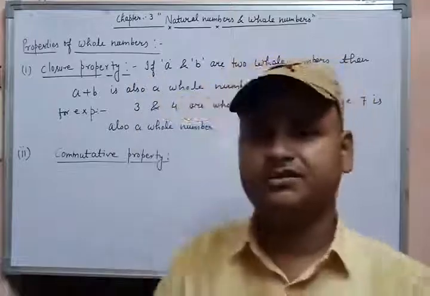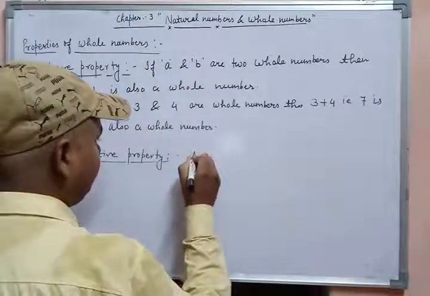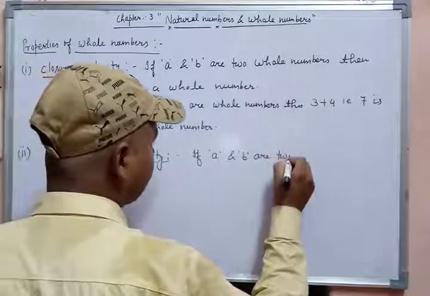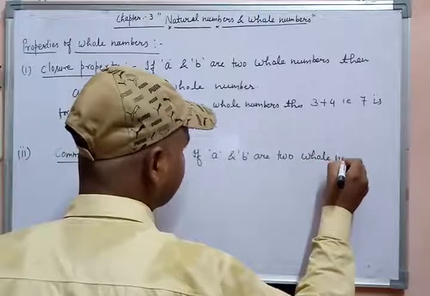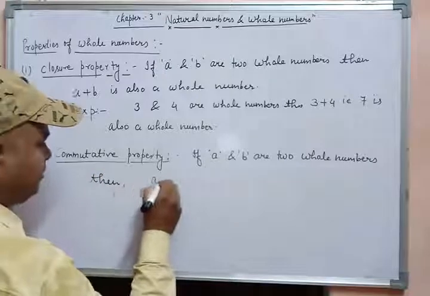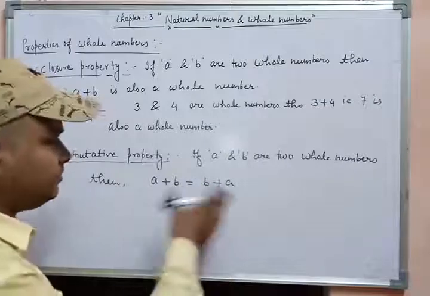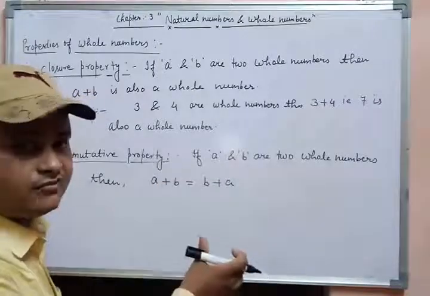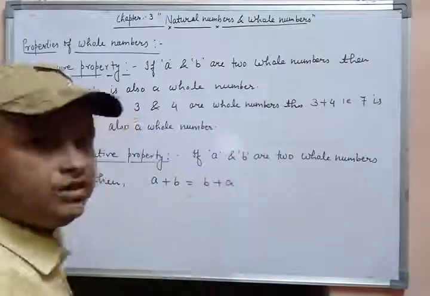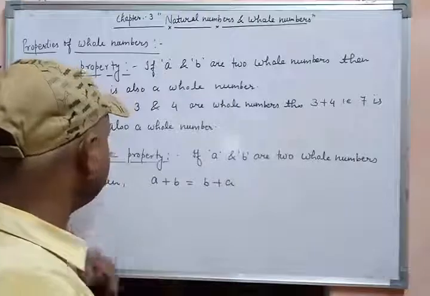It means a plus b is equal to b plus a. Okay, so we can write that if a and b are two whole numbers, then a plus b is equal to b plus a. Students, this is the main concept. a plus b is equal to b plus a means that if we change the order of the numbers in the addition, we will get the same result. So this property is known as the commutative property.